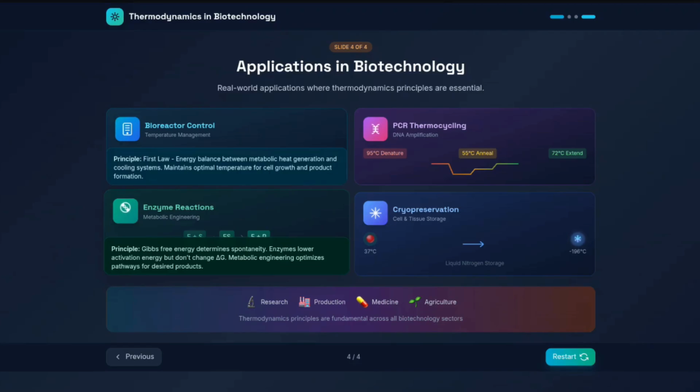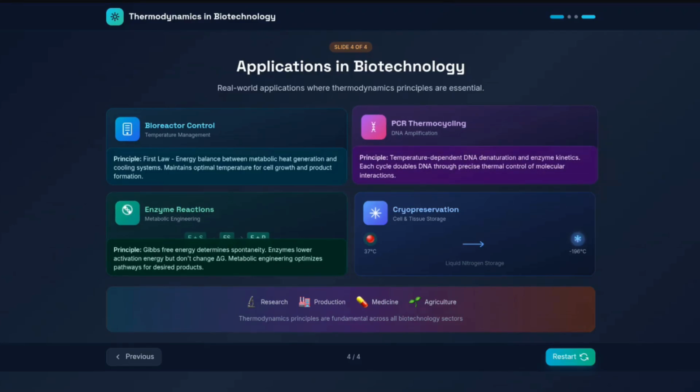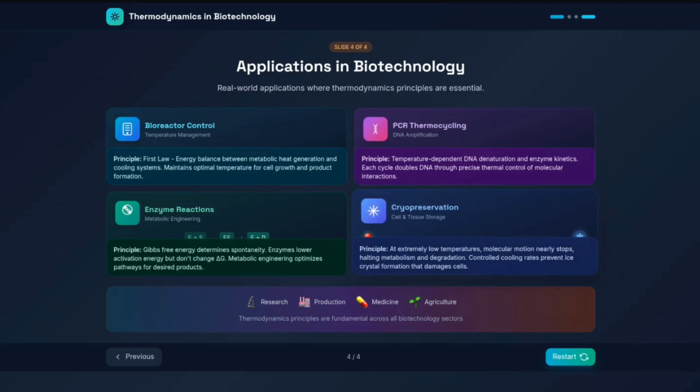Next is polymerase chain reaction thermocycling. PCR thermocycling requires specific heat control to ensure DNA is amplified. Similar to bioreactor control, the 1st law focuses on conservation of energy where energy is balanced between heat generation and cooling system. Last of all, cryopreservation. Cryopreservation is cooling biological material to very low temperatures. A cooling system is needed to ensure controlled cooling rates to avoid damaging the cells.